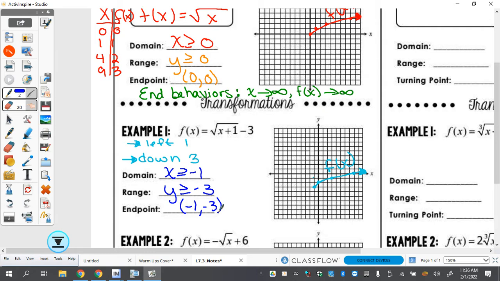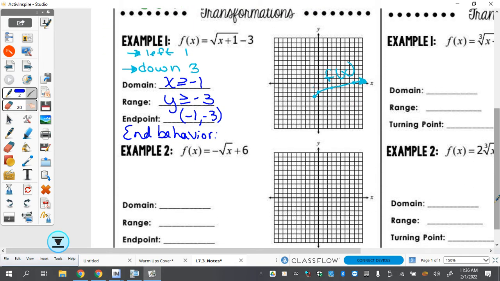Would we have a left end behavior yet? No, we still don't have an arrow on that left side. We would just have a right one if they asked for it. So just the right side. That function, again, is still approaching infinity.